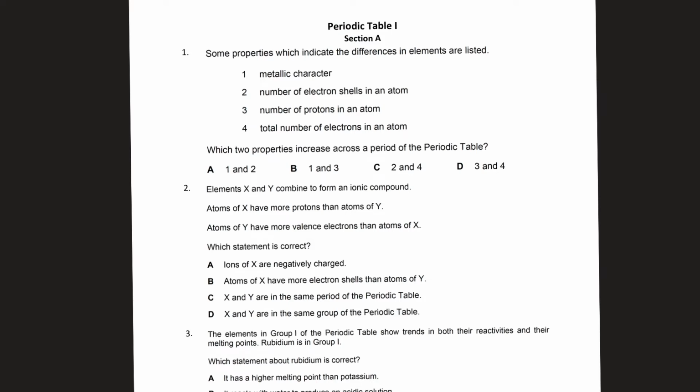Alright, so let's get started with periodic table. Some properties which indicate the differences in elements are listed. So it's saying there's metallic character, number of electron shells in an atom, number of protons in an atom, and total number of electrons in an atom. Now we have to understand that metallic character comes from the ability to lose electrons. So things on the left side of the periodic table, they have a higher ability to lose electrons.